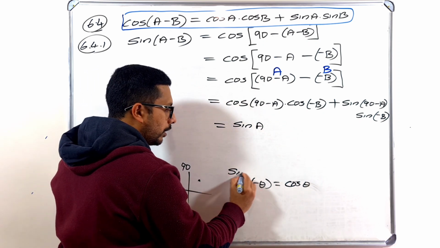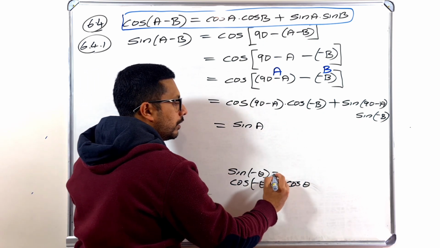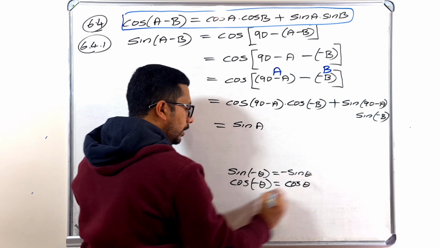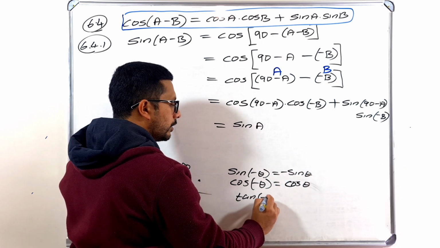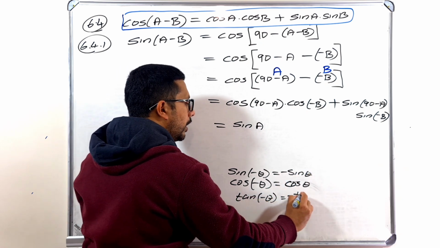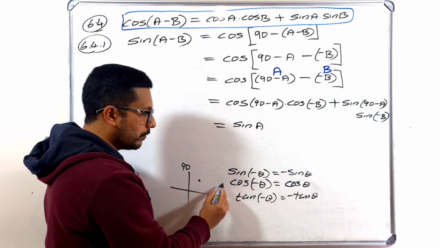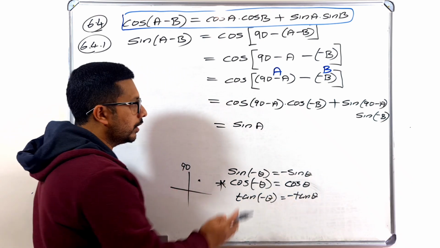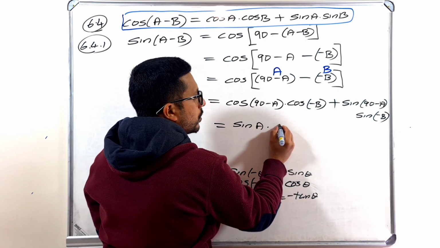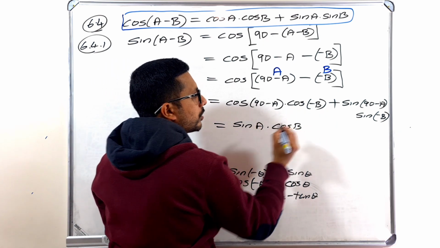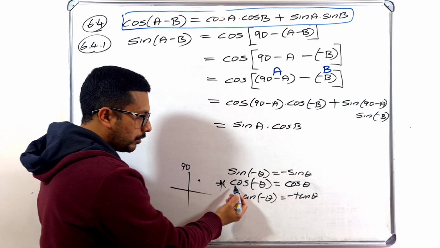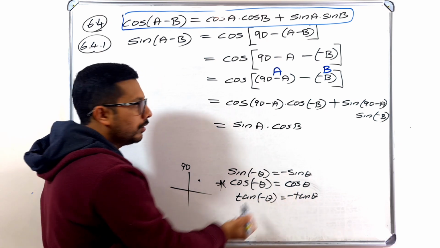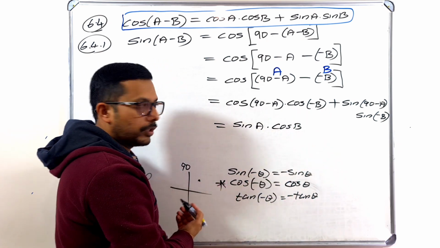Don't forget these three. Sine of minus theta is minus sine theta. Tan of minus theta is minus tan theta. The only difference is for cos. Cos of minus theta is positive cos theta. So cos of minus b is cos b.